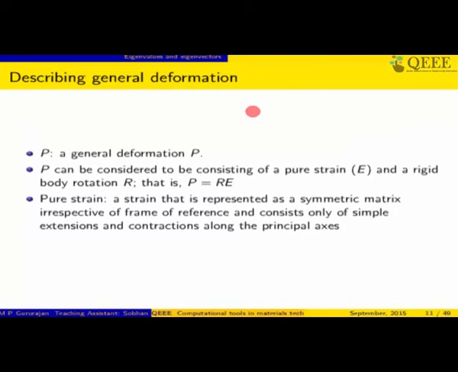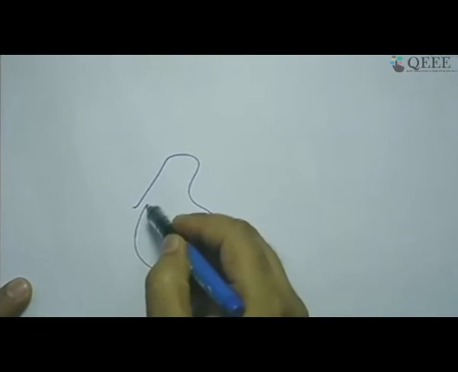So how do we do this? Let us consider the description of a general deformation. What is a general deformation? A general deformation is one which consists of both strain and rotation. That is, when you take a body and try to produce deformation on it, you might also end up rotating it. Let us take a look at it. What do I mean by this? Let us take a general body.